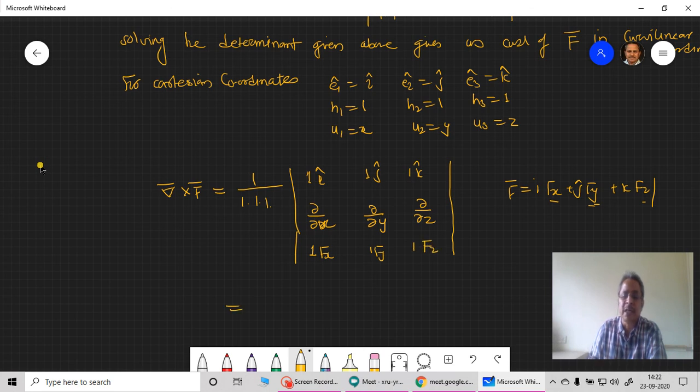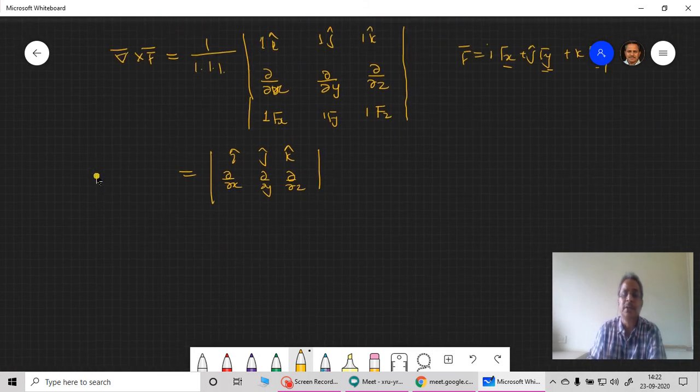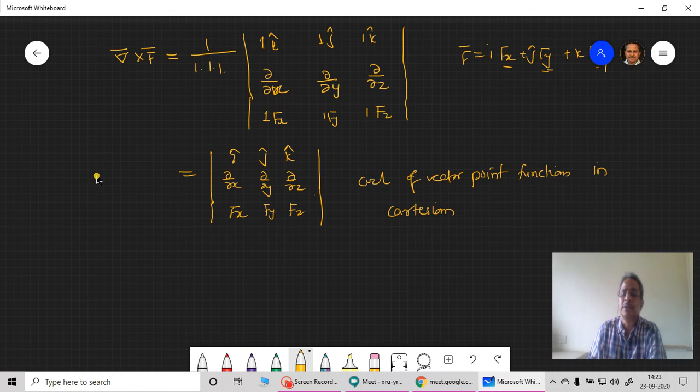Simplifying this, I'll get the simple determinant of i, j, and k. Then it is ∂/∂x, ∂/∂y, ∂/∂z, and the third row is nothing but fx, fy, and fz. This is what we defined earlier in the SYBSc, the curl of a vector point function in Cartesian coordinates.